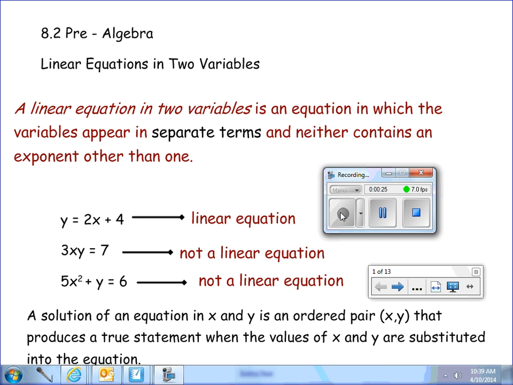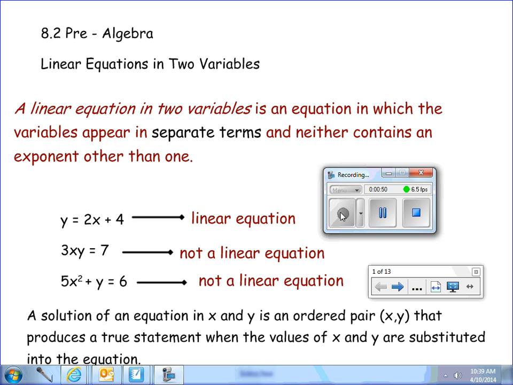The first one, y is equal to 2x plus 4. That's a linear equation because the variables appear in separate terms and neither one contains an exponent other than 1. Now, 3xy is equal to 7 is not a linear equation. 5x squared plus y is equal to 6 is not a linear equation.